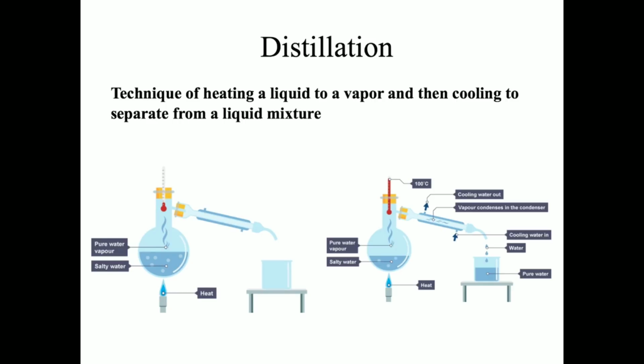Distillation is another technique used to separate components of a homogeneous mixture. Distillation is typically used when the mixture is made of two liquids. Heat is applied to the liquid mixture. The liquid with the lowest boiling point should vaporize first. A thermometer will be used to monitor the boiling point of the different vapors.